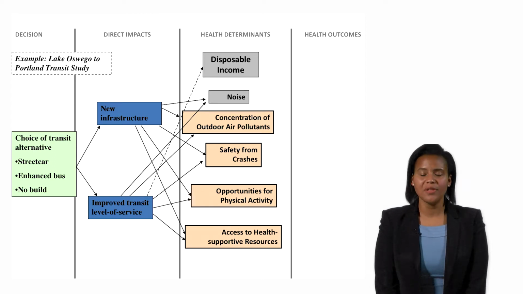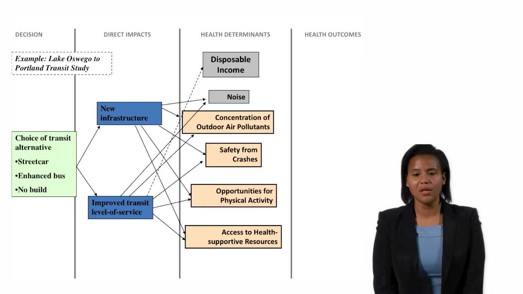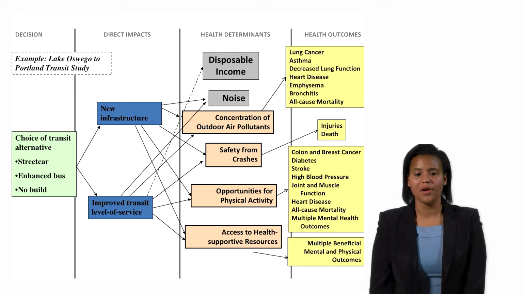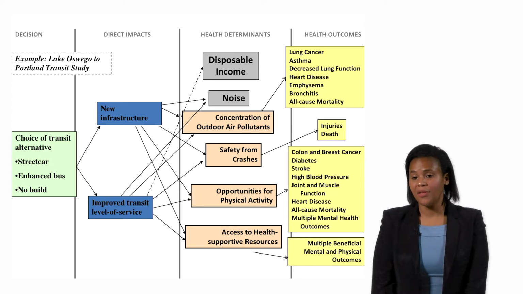So after we identify those health determinants, we have another column for health outcomes, and we do the same thing. So the questions are, for the things we're going to focus on, what are those health outcomes? So for this one, there are highlights from concentration of outdoor air pollutants, for example. So the health outcomes that we would care about relate to things like lung cancer and asthma, all-cause mortality. The box for safety from crashes leads to injuries and death, and so we'd care about changes in those metrics.